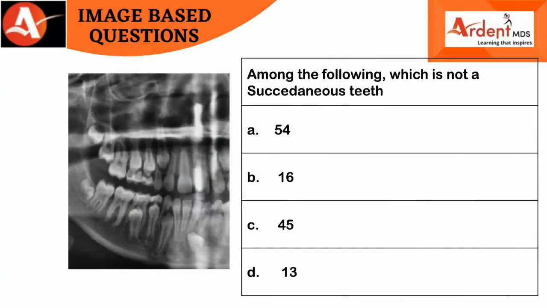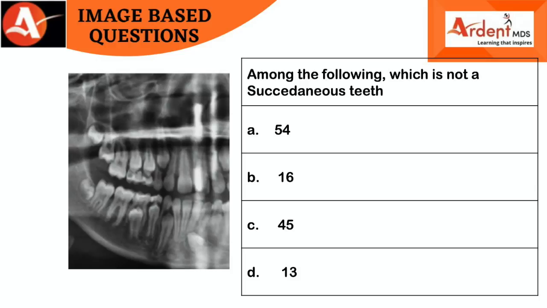Which among the following is not a succedaneous tooth? That is the question which is asked. What is the meaning of succedaneous? Anything which replaces something is called succedaneous. For example, amalgam is called the royal succedaneous material because it replaces gold.